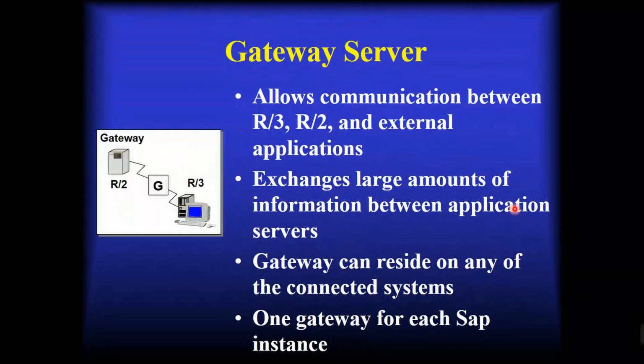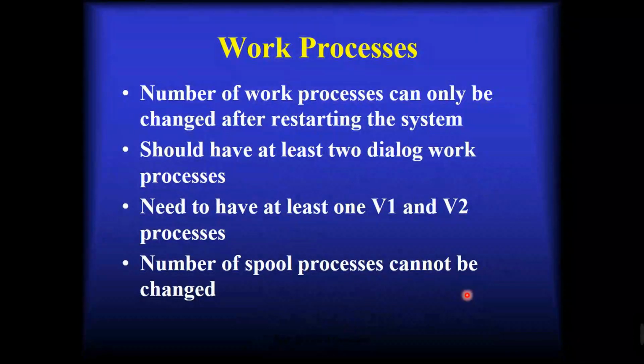Let's move on. Now the gateway server. It allows communication between an R3 or R2 system and external applications, as I said in my last video also. It exchanges large amounts of information between application servers. The gateway can be on any of the connected systems. It doesn't matter which particular system it is connected to. It can be in any system, and there is one gateway for each SAP instance. Whatever instances we have for SAP, we will maintain one gateway so that it can communicate with different servers.